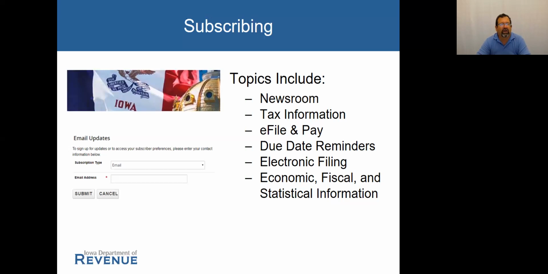For lawn care, are chemical applications subject to sales tax? Right, they are. I don't know which of the slides had that on there, but that would fall under lawn care, and yes, that would be taxable.